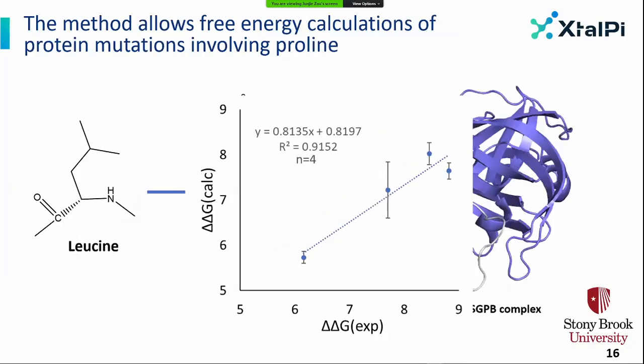And we also applied it to protein mutations. Protein mutations involve breaking up the ring of the protein and changing it to a linear side chain. We've studied 4 mutations in different proteins, and also get a good correlation with experiments.